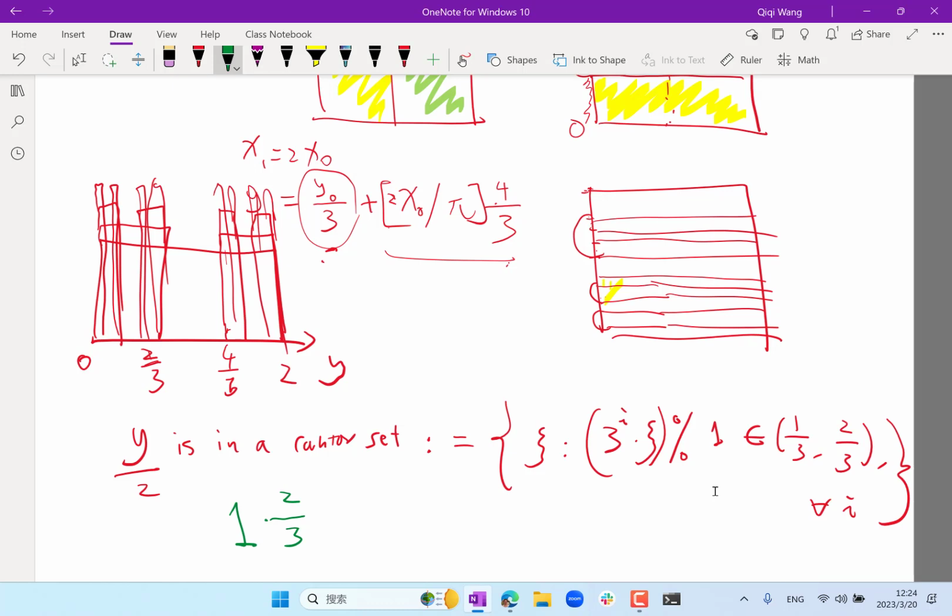And then after another iteration, we have 2 segments, right? But we are removing the middle 1/3 of every segment. So essentially we are multiplying another 2/3, right? And another iteration, we are multiplying another 2/3. So keep multiplying. What is the resulting total length?